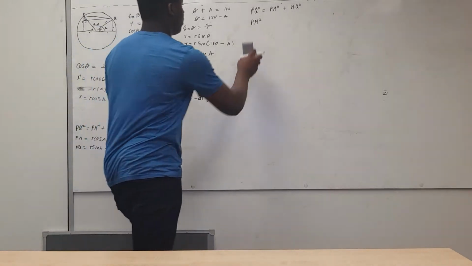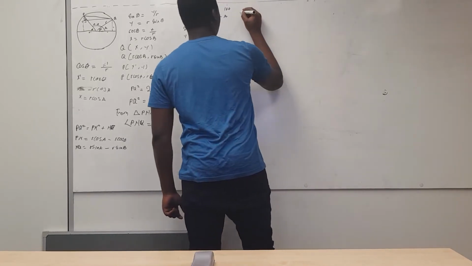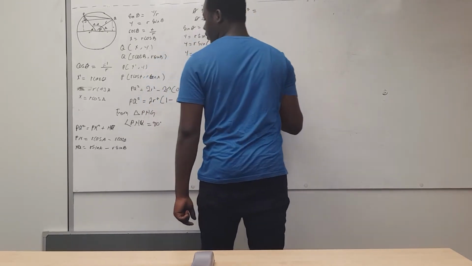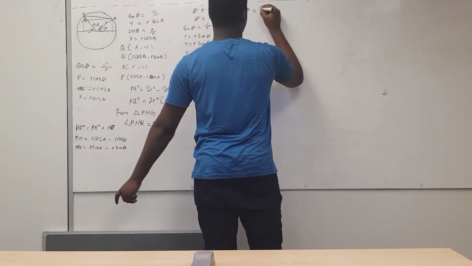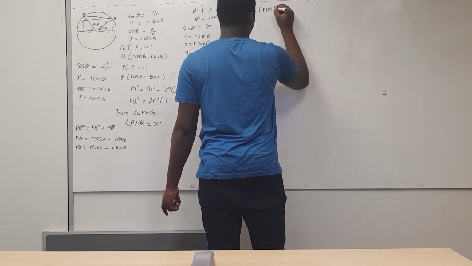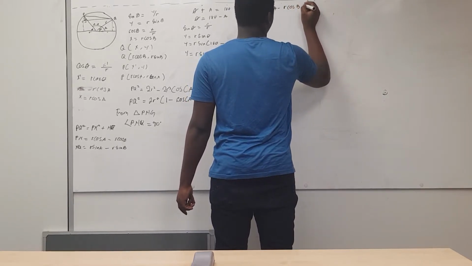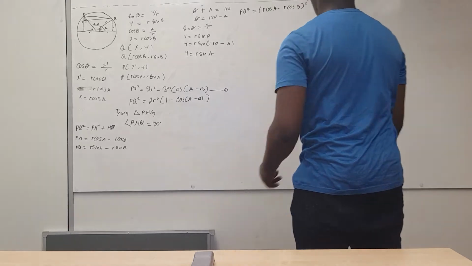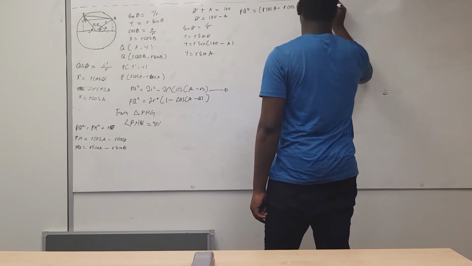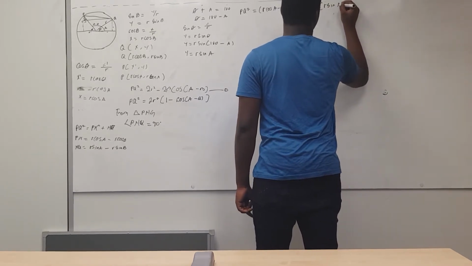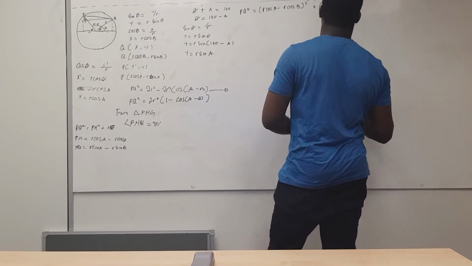So we say PQ squared is equal to PN squared plus NQ squared. So that's R cosine A minus R cosine B all squared plus R sine A minus R sine B. I'm tired.